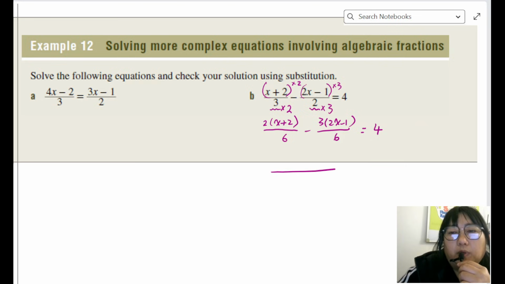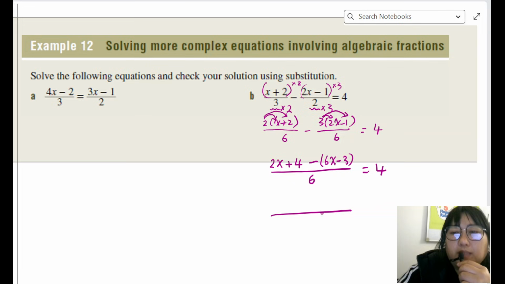And now, because I have the same denominator, I can use my numerator, subtract together. So to distribute, so share to all the numbers in the bracket. So 2x and plus 2 times 2, that's 4. So take 3 times that, that is 6x. Then 3 times 1, so that is 3. So 6x take 3, equal to 4.